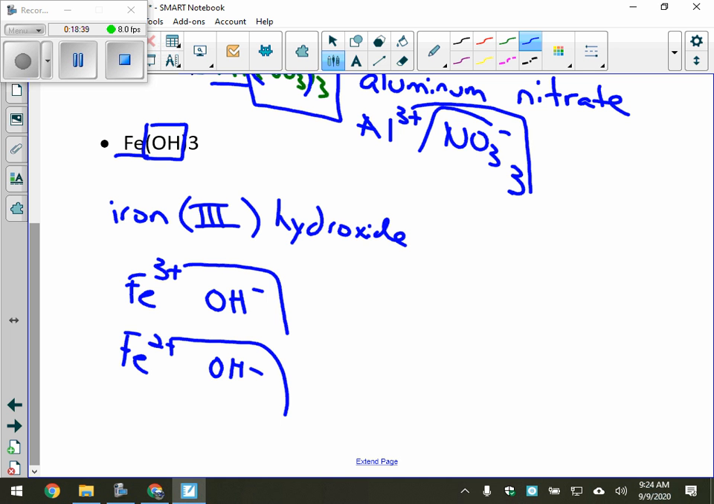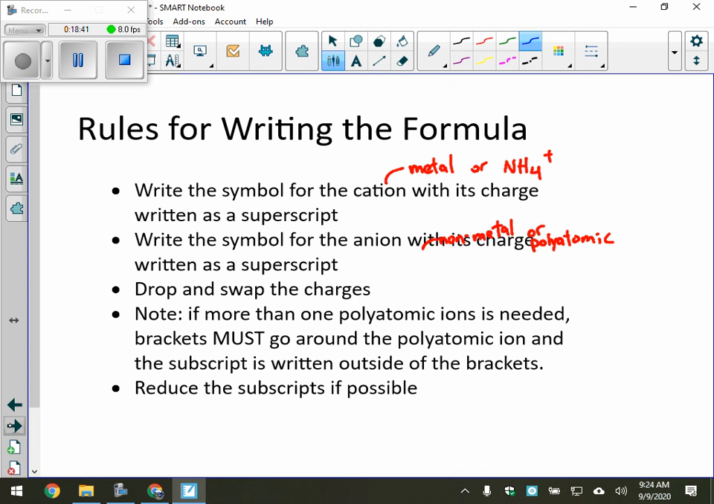All right. Okay, well, let's go to the next page here. Rules for writing the formula. Okay, again, we always start with the metal first, or NH4 1 plus because it is a positive ion. Okay, then it's always the negative part. We use subscripts just like we did before. We drop and swap the charges. And if we need more than 1 polyatomic ion, we need to use brackets and a number there. Okay, and I'll explain that when we go through this.